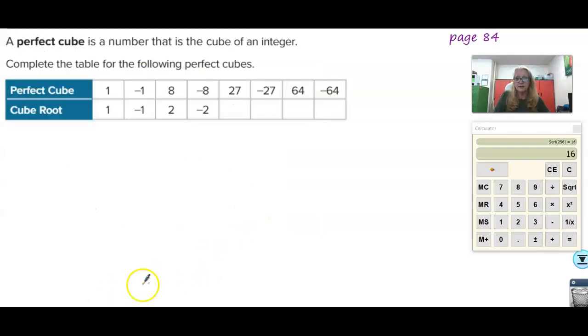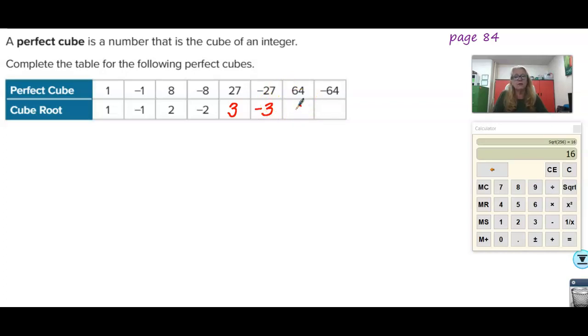We're almost to the fun stuff. A perfect cube, you remember we talked about perfect squares earlier. Perfect cubes are numbers that an integer times itself three times will equal. So 27 is a perfect cube because 3 times 3 times 3 is 27. Negative 27 is also a perfect cube because negative 3 times negative 3 times negative 3 is negative 27.